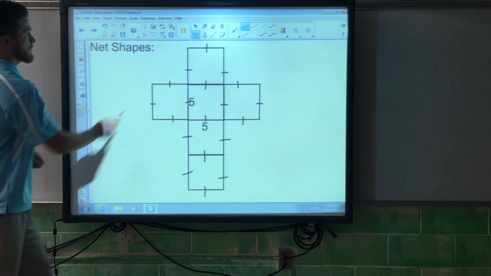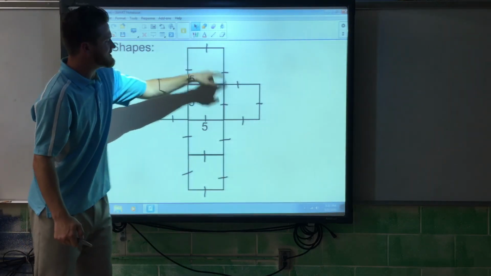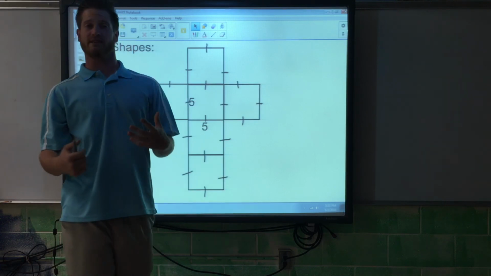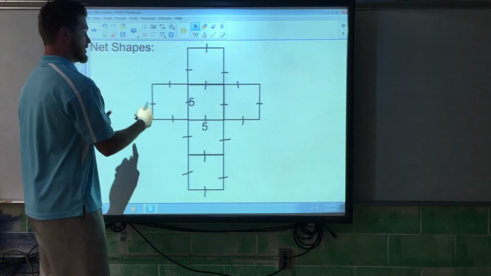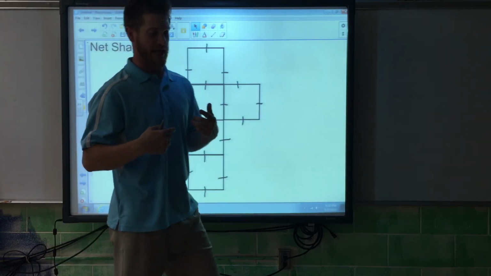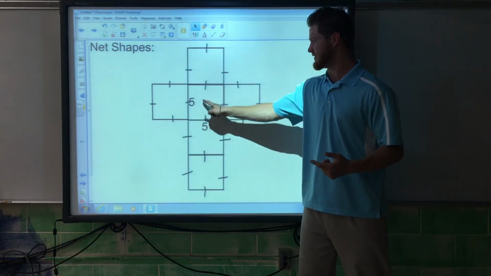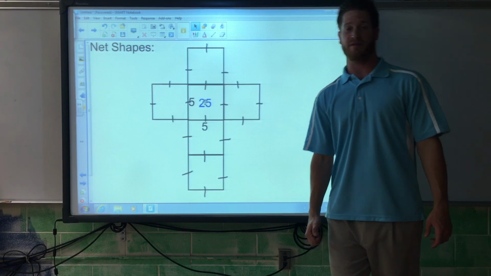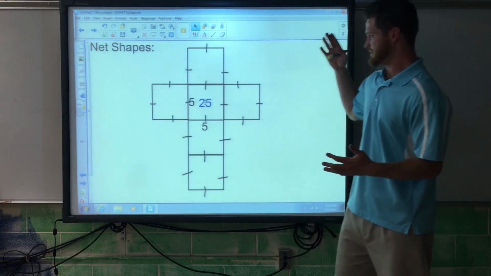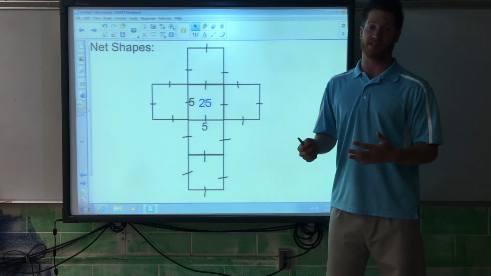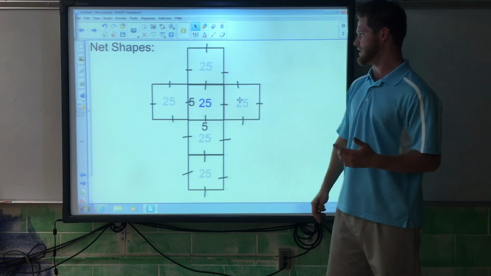Now, all these tick marks tell us that all these sides are the same. So going back to our formula for the area of a rectangle and square, it is length times width. So right here I have 5 times 5, and 5 times 5 gives me 25. Which means that the areas of all these sides will be 25.